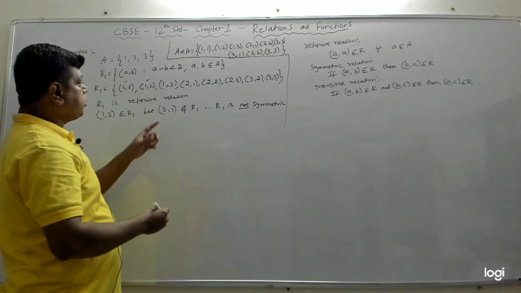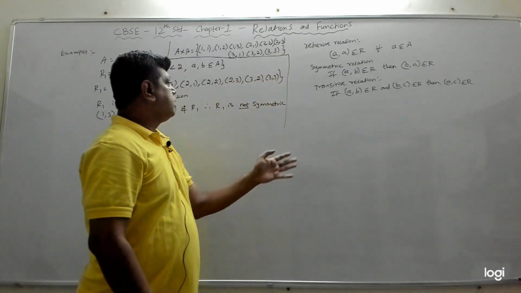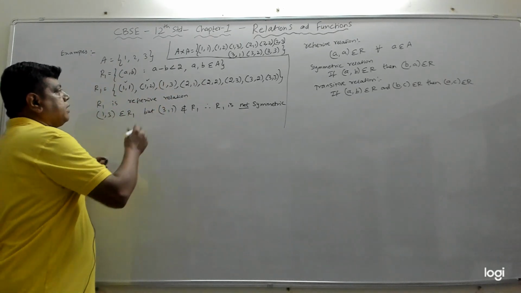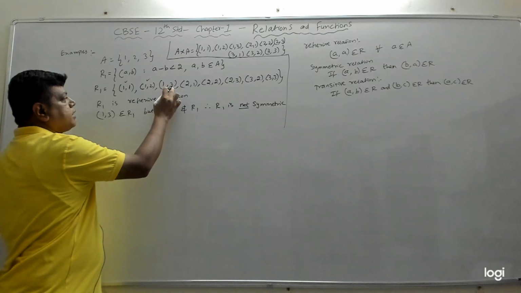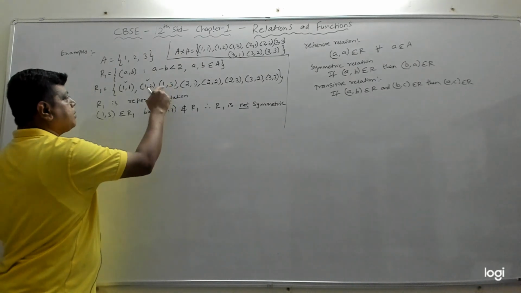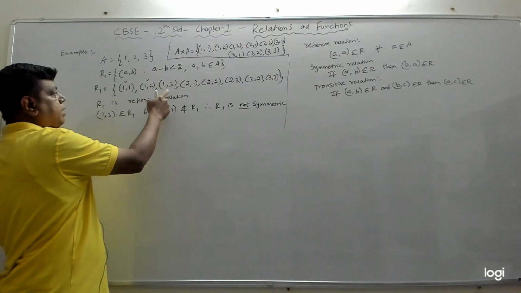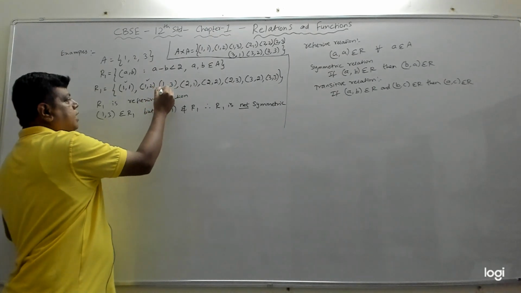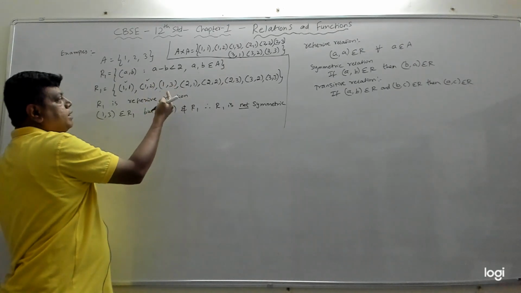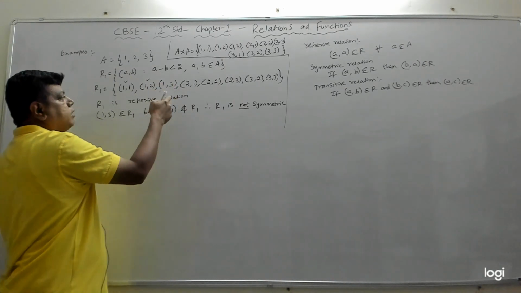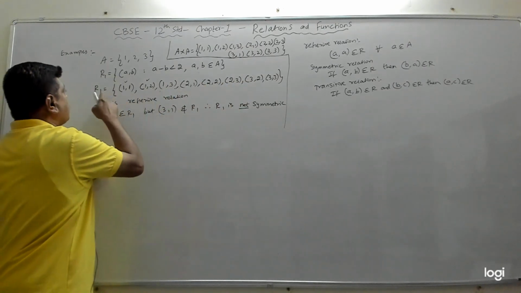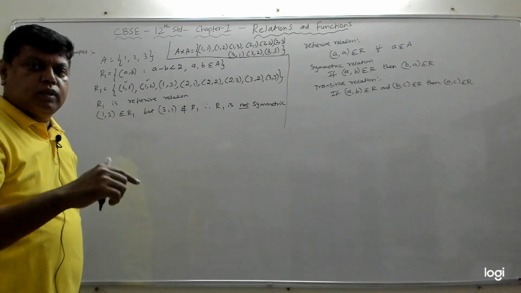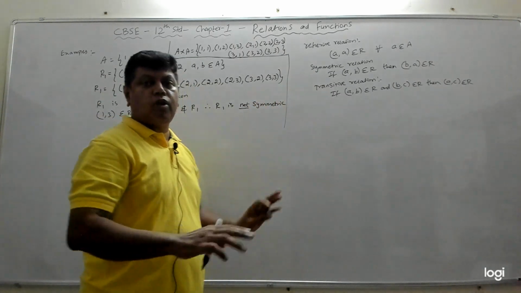Now let's check whether R1 is transitive. Right? So we have seen that it is reflexive, and we have also shown that for one element, 1 comma 3, A comma B is there, with A as 1 and B as 3, but B comma A is not there. The reverse of A comma B is B comma A. B comma A means 3 comma 1. 3 comma 1 is not there in this set R1.